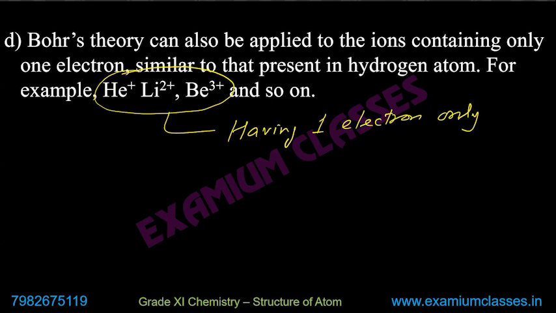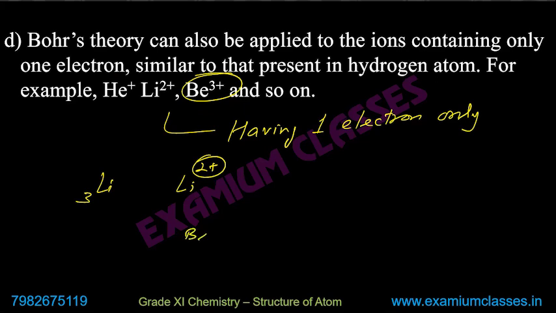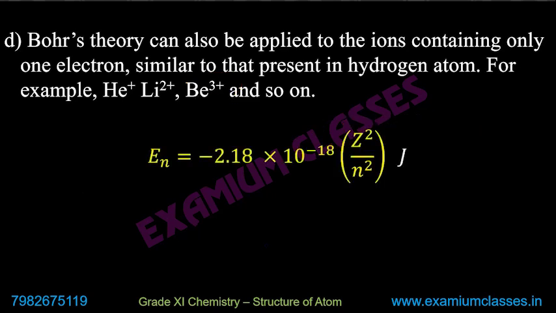Helium has 2 electrons, He plus will have 1 electron. Lithium has 3 electrons. Lithium 2 plus means 2 electrons lost. So out of 3, 2 lost, it will have 1 electron only. Beryllium 3 plus. Beryllium has 4 electrons. But after losing 3 electrons, it becomes beryllium ion Be3 plus and has only 1 electron. So all these have 1 electron. These are hydrogen-like species. These will have similar formulas. There will be slight difference.